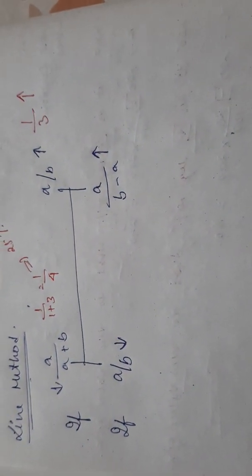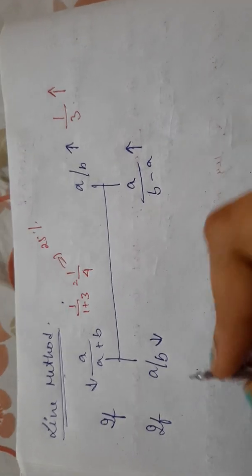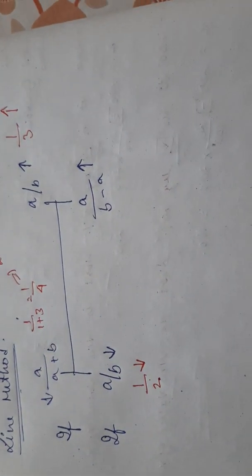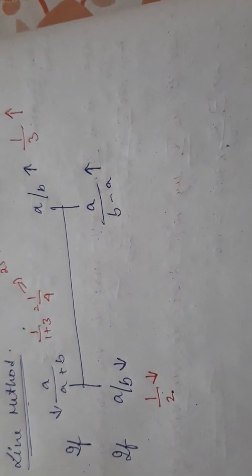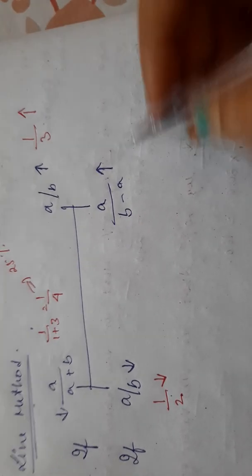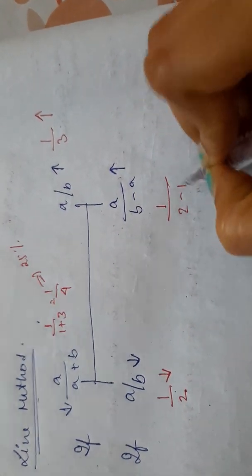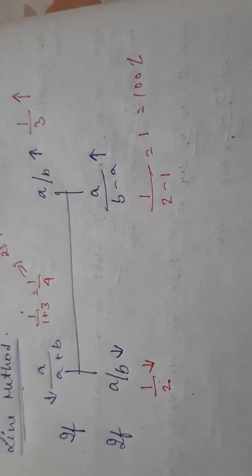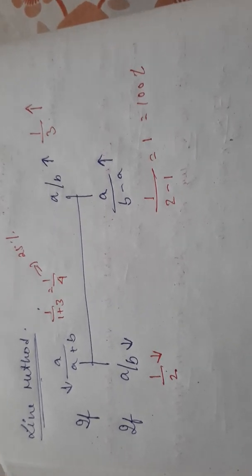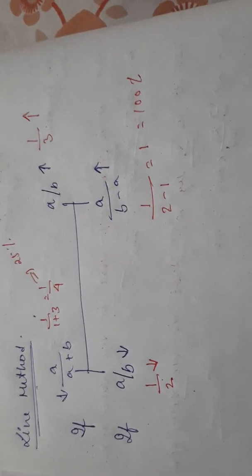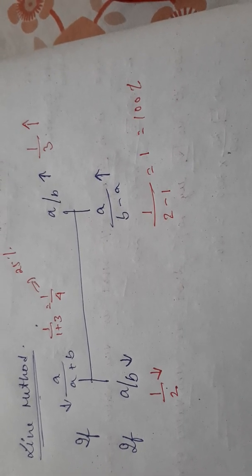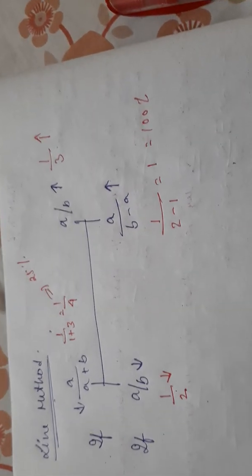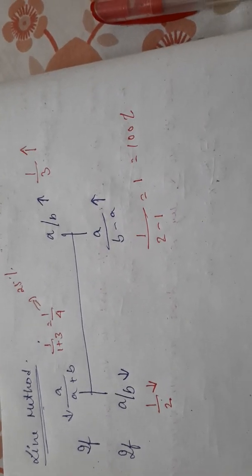Right? So these type of questions you really get. Sometimes the question is, if 1 by 2 is decreased, what percentage will be increased if your expenditure is kept constant? That will be 1 by 2 minus 1, that is 1, meaning 100%. When any variable is kept constant, we use this line method.